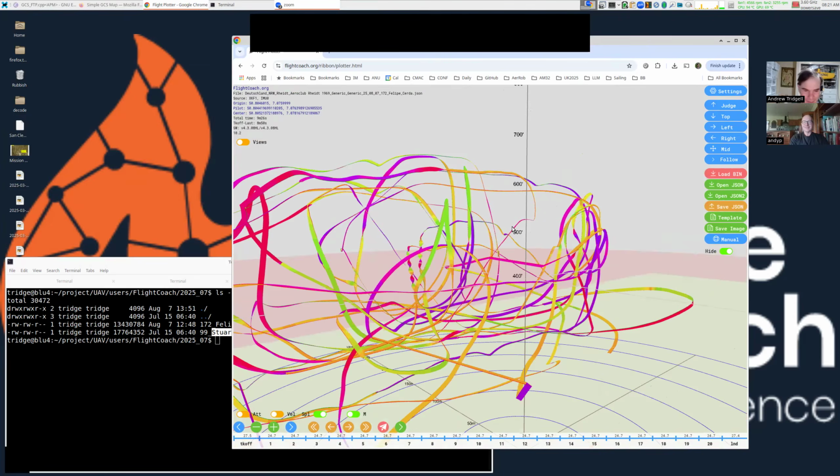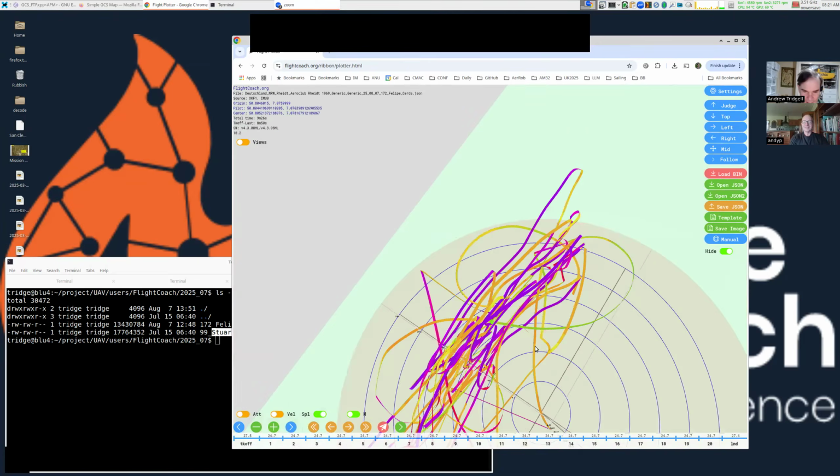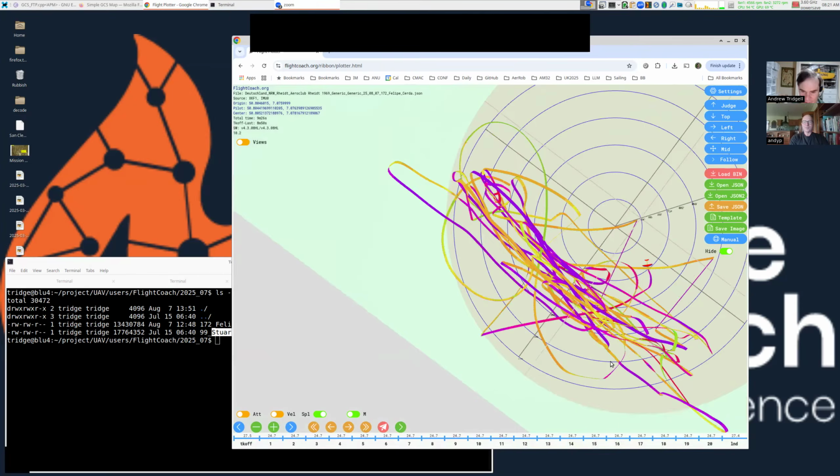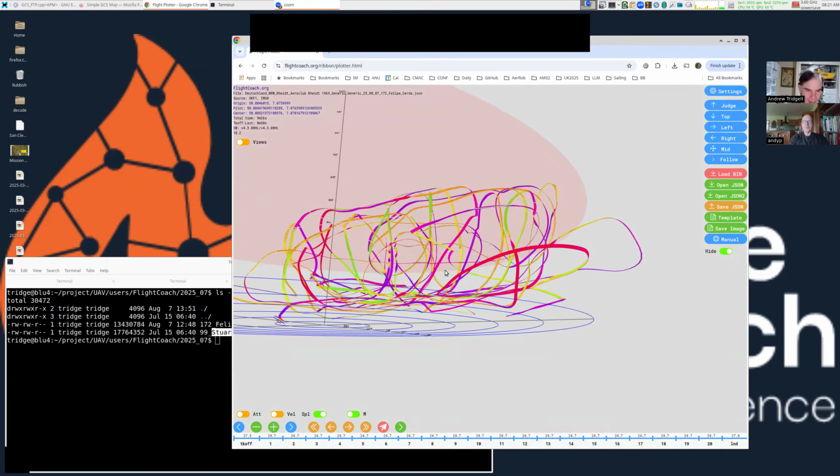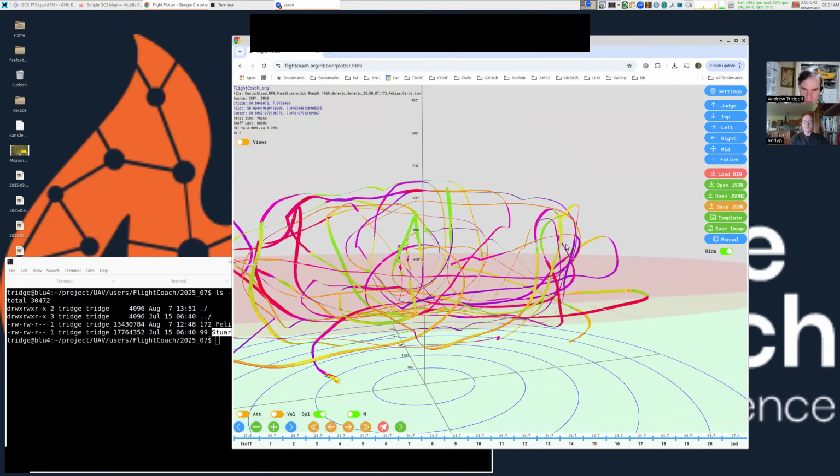So let's have a bit of a look. We'll look at this from the top as well. And yeah, so really very, very messy. Okay, so that's what it looks like in FlightCoach. And let's have a look at the other one as well.